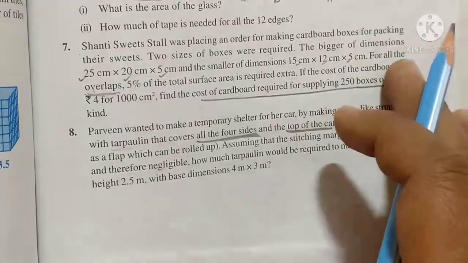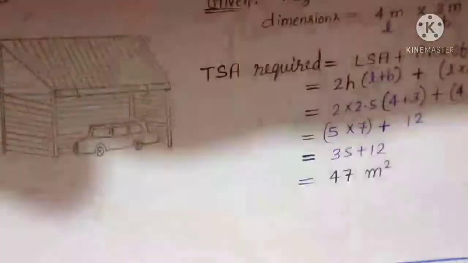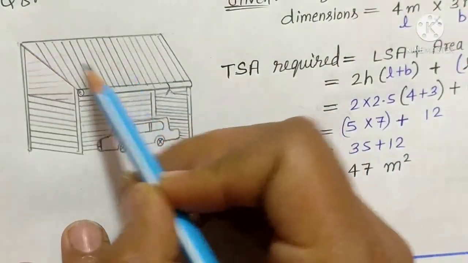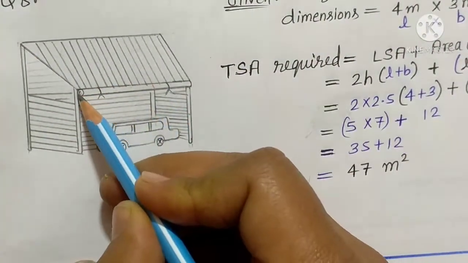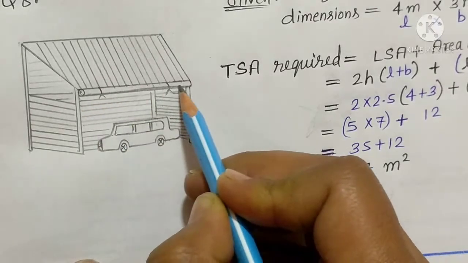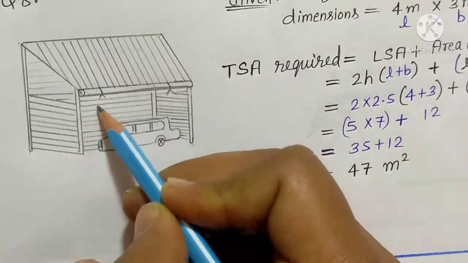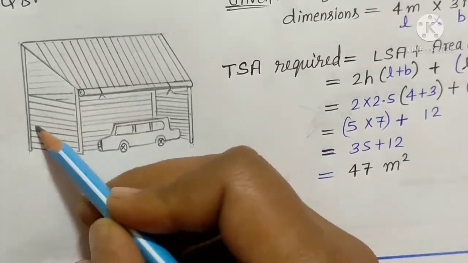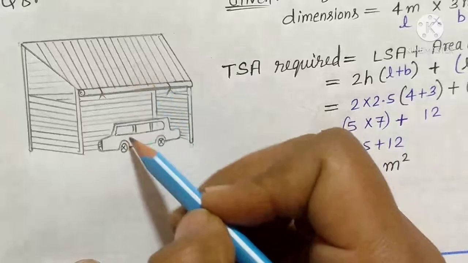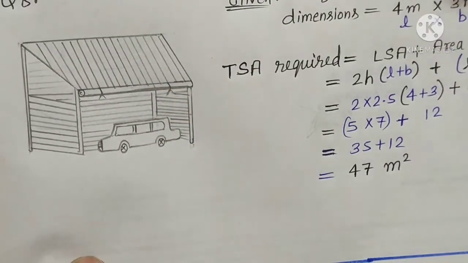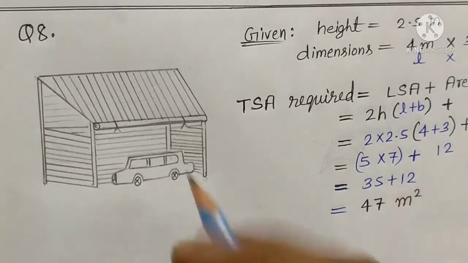So you can see I have drawn the figure. I hope it is clear to you. See, I have drawn this temporary shelter, and this is rolled up. This front one is rolled up, which can come down and come up. Right now I have put it upside. This is the back area. Okay, side area. This is also side area, top area, and this car we are going to park here. So this is a temporary shelter for the car of Praveen. I hope it is clear.